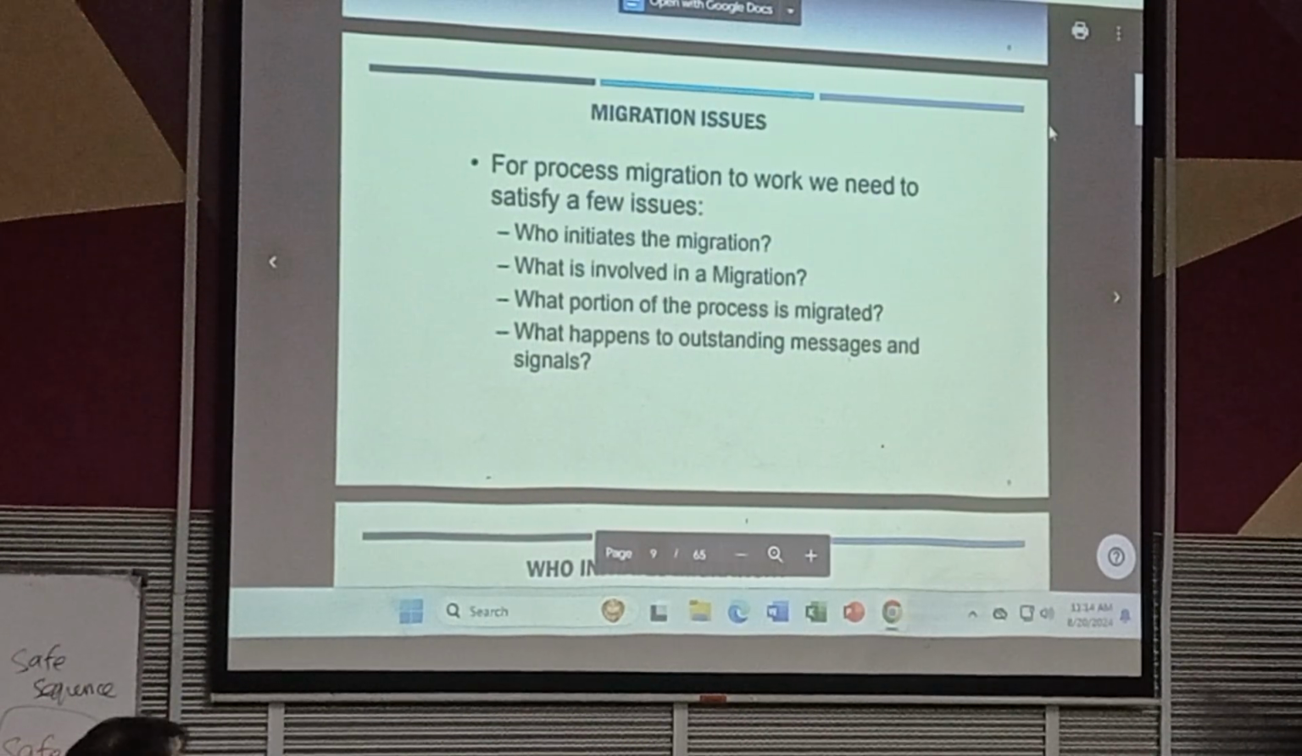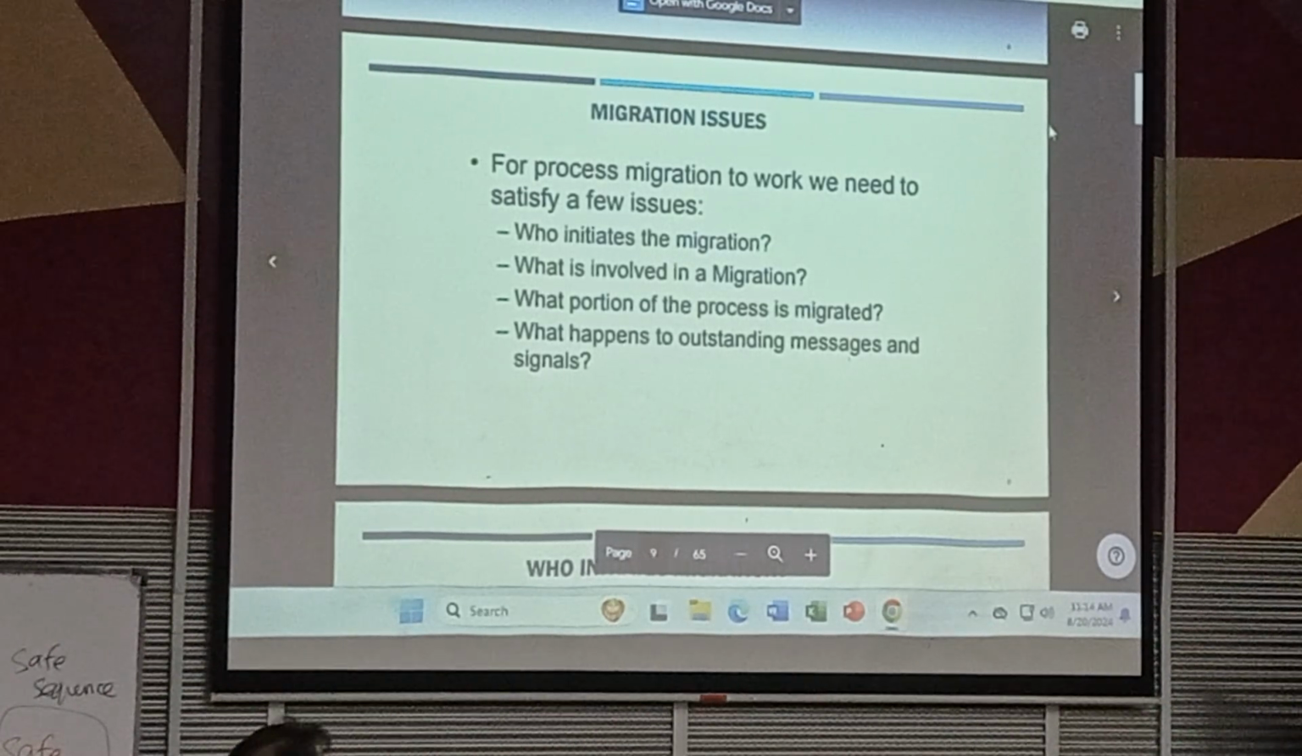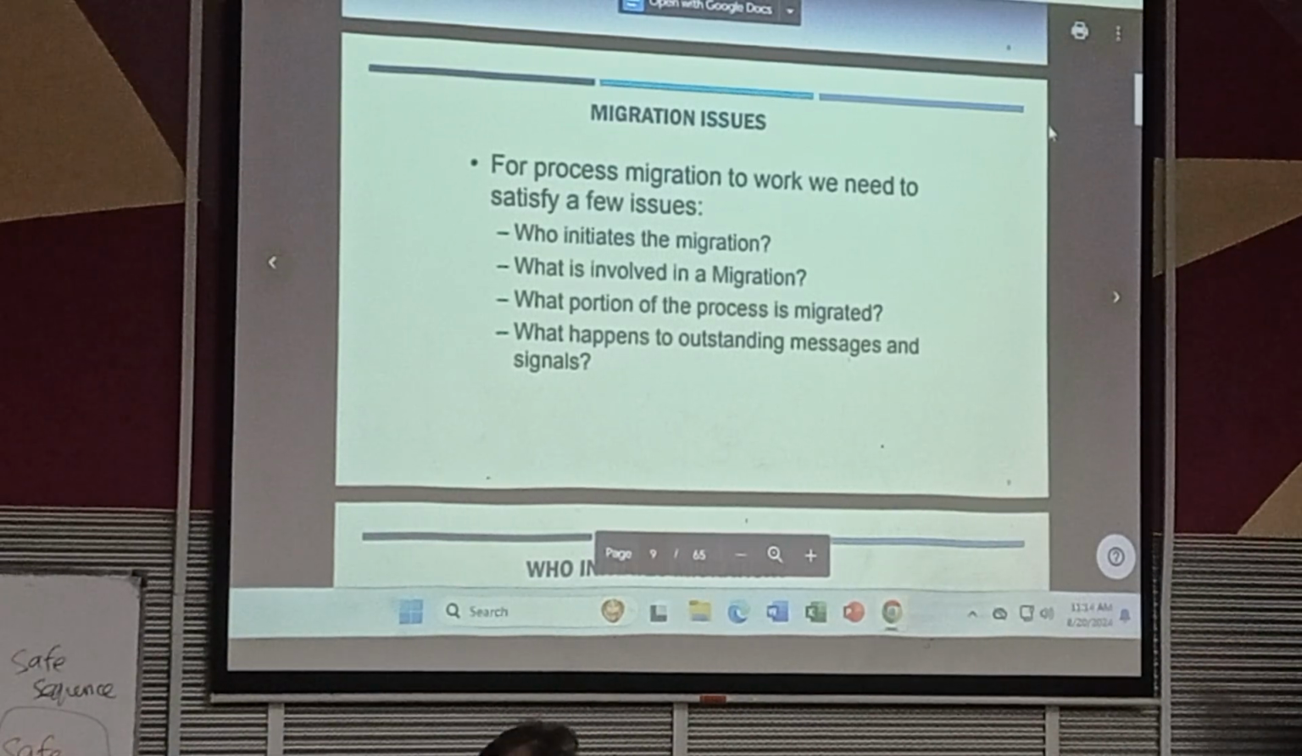Okay, of course, when we talk about migration, it sounds very good, right? But we have issues also, right? It's not as easy as what I say. So the issue is, how do we initiate this migration? We have to answer a few questions there. For it to work, we need to find out who actually initiates this migration. Is it the process or the operating system?